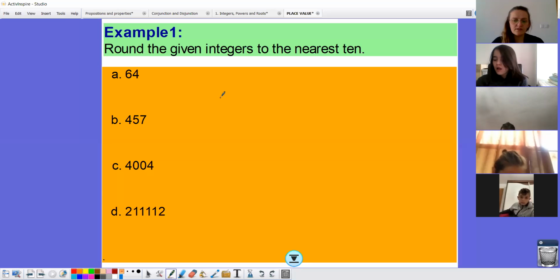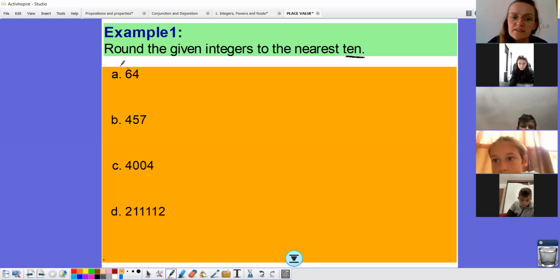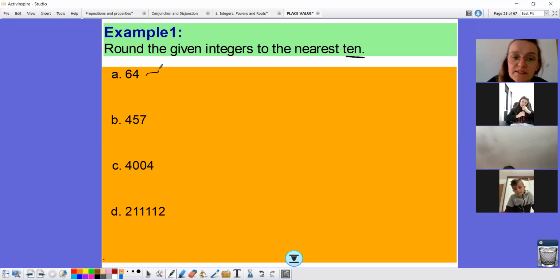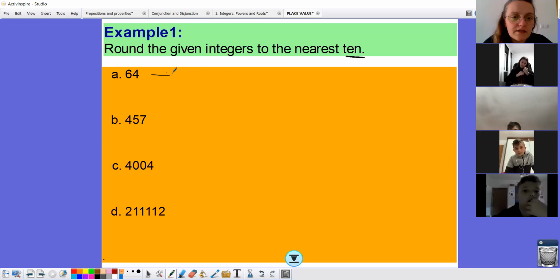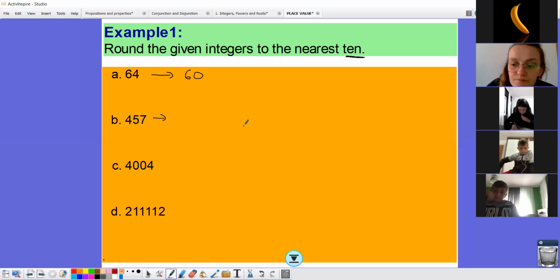Okay. Now, Aryan Jaferi, can you answer the first one? Round the given integers to the nearest 10. So what is the tens here? Which number is the tens here, Aryan? 64, yes, near to the 60. It goes to the 60. Okay, thank you. Then Arbor. Teacher, it's 457. For the nearest 10, it's 460.